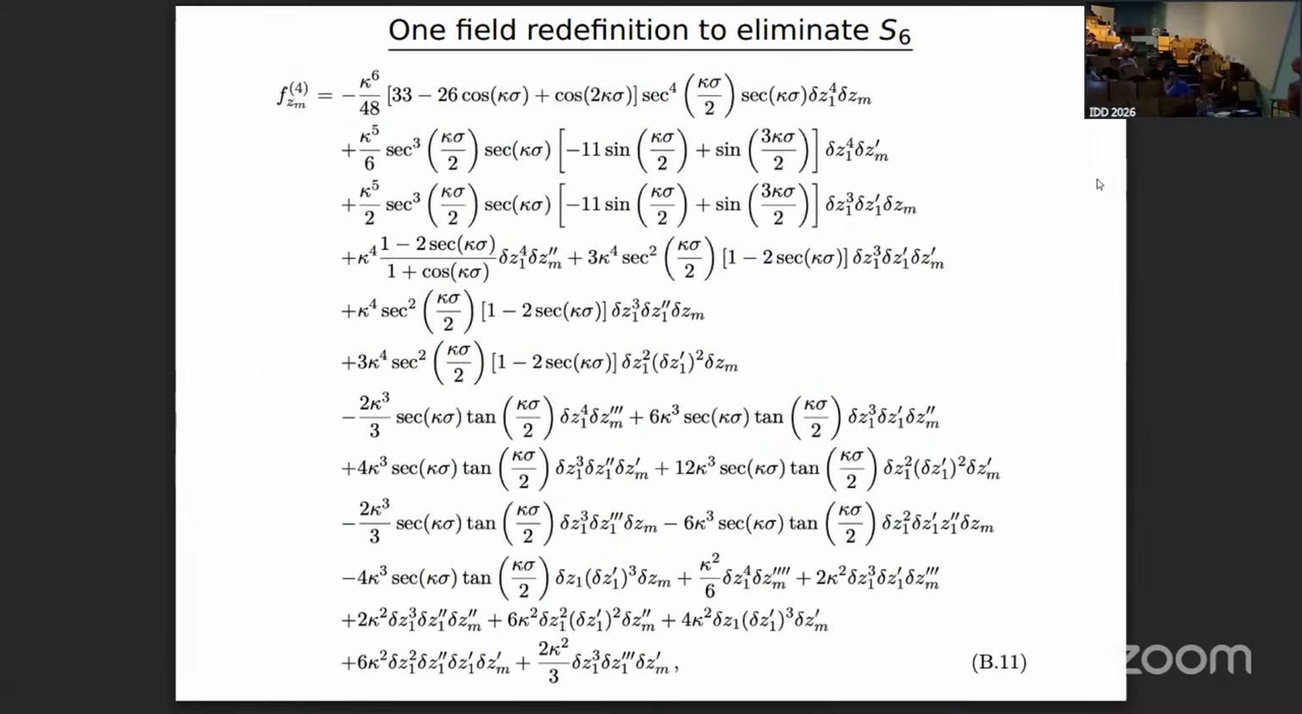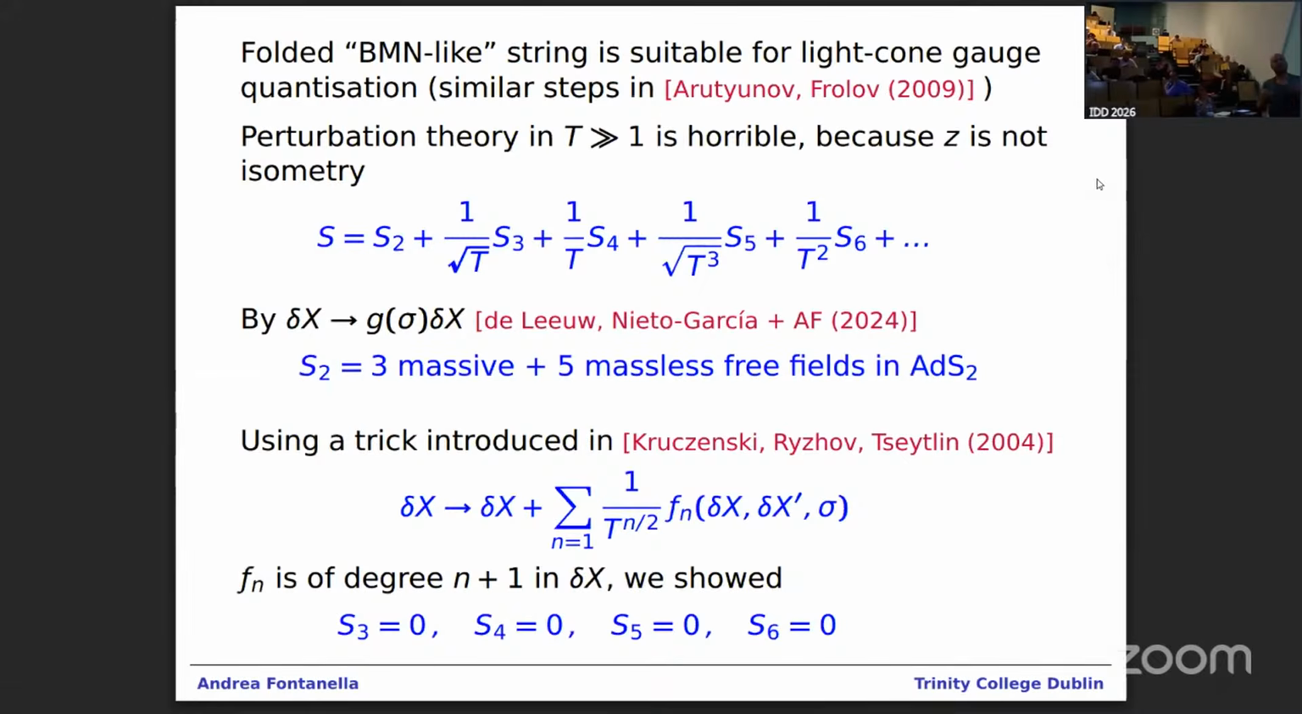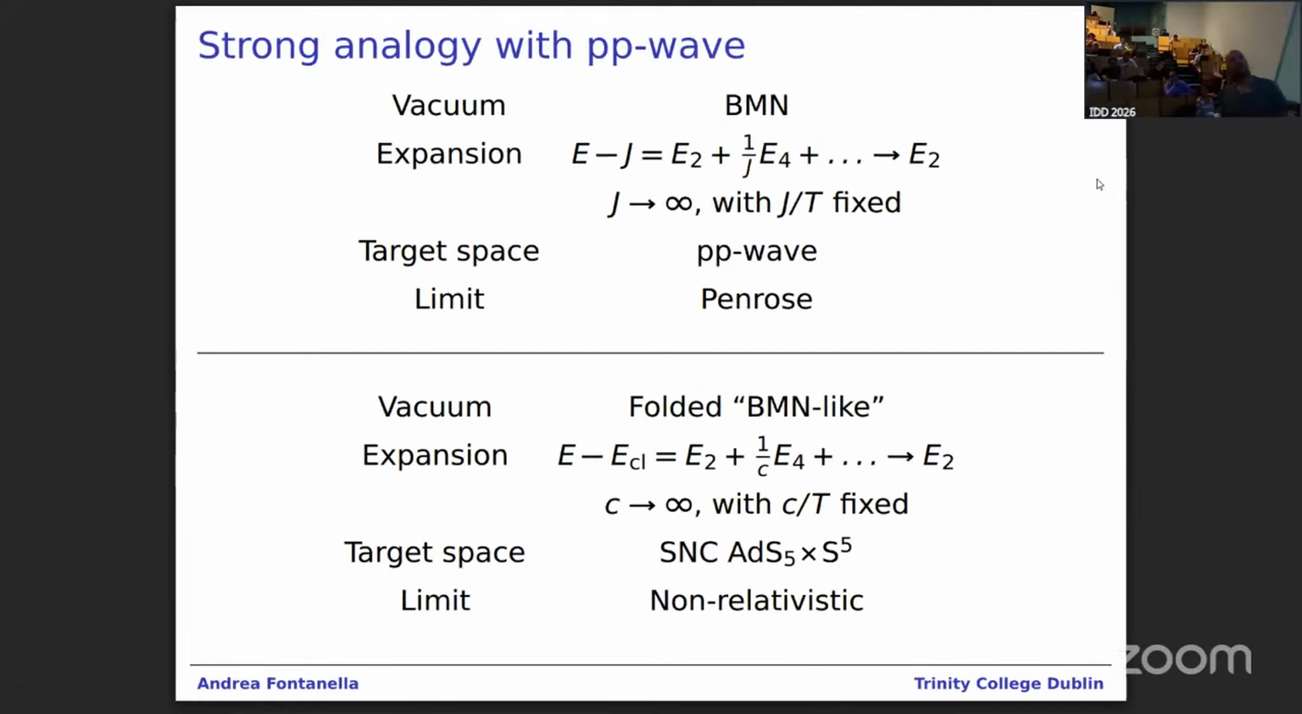Just to give you an idea, this is just one counter term that we had to introduce to eliminate this S6 for one of those fields. So as you can see, it's already getting out of hand at this stage. But this gives a very strong hint that this theory is just free fields in AdS2. And so if we believe in that, I think there is a very strong analogy with what you do when you do the pp-wave in a relativistic AdS5 x S5.